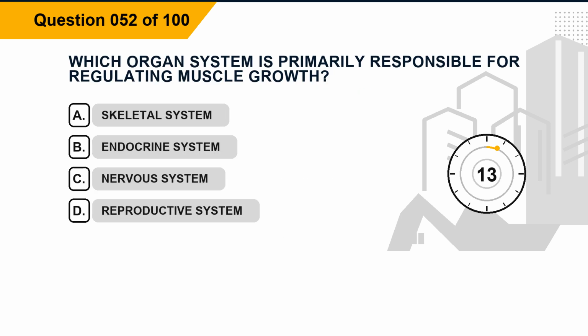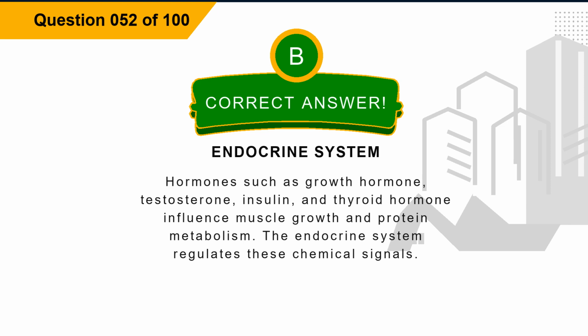Question 52. Which organ system is primarily responsible for regulating muscle growth? Option A, skeletal system. Option B, endocrine system. Option C, nervous system. Option D, reproductive system. The correct answer is option B, endocrine system.